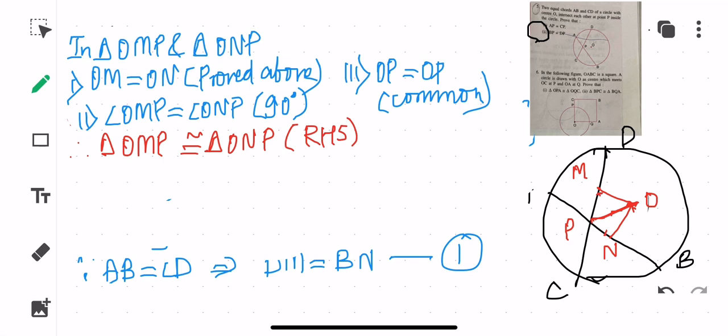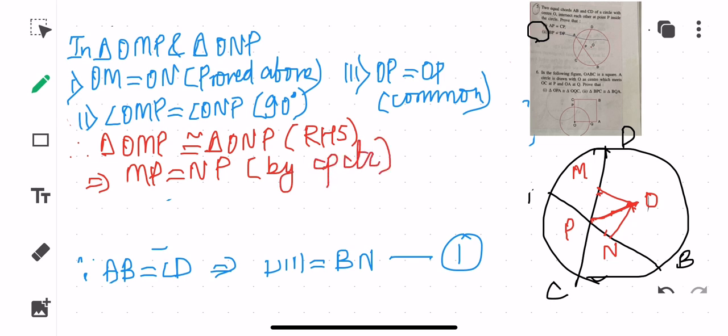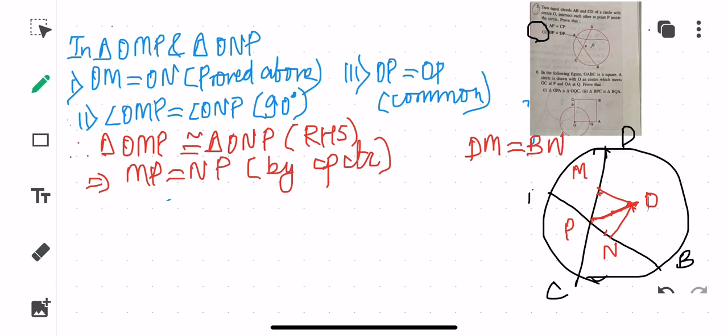Okay, if these two triangles are congruent, children, then can you write that MP is equal to NP by CPCT? Okay, so if you remember this particular line, I have written DM is equal to BN. So this is what I am going to use. So you will be writing MP is equal to NP, so this is going to be equation number 2. Now you will be writing, adding 1 plus 2.